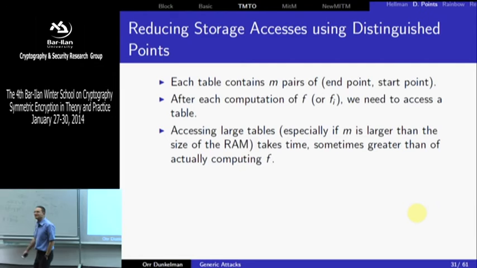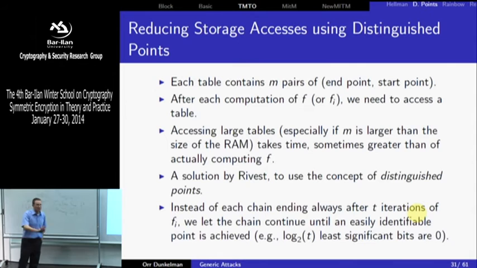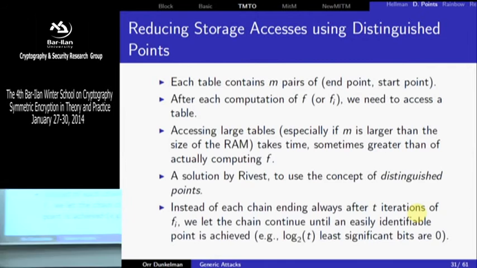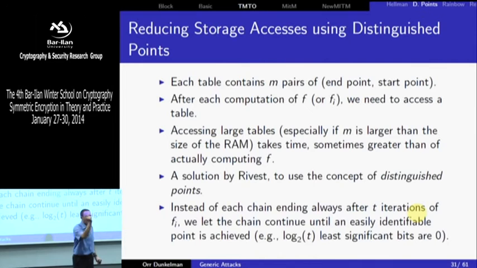Solution by Rivest, by the way, he never published it, so feel free to publish it under your name. His idea is as follows. Look, instead of making all the chains of the length of T, let's assume that the length of the chain is going to be a bit random, but on average it's going to be T. You will walk forward in the chain until you reach a point such that a few bits are set to zero. This is a distinguished point. All the endpoints must be of the form that the last few bits are set to zero.